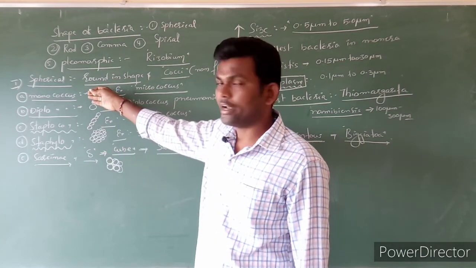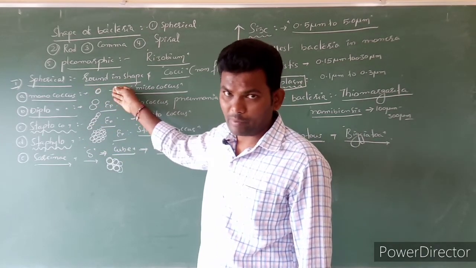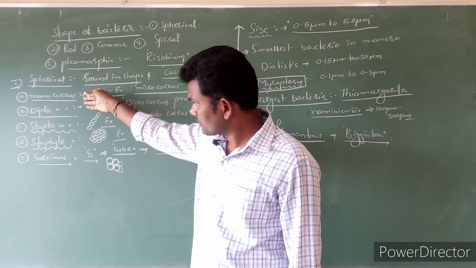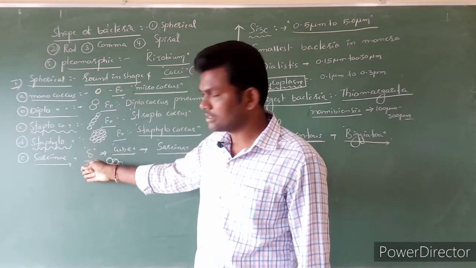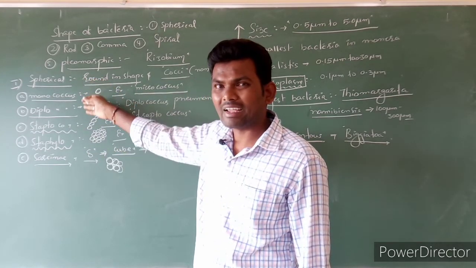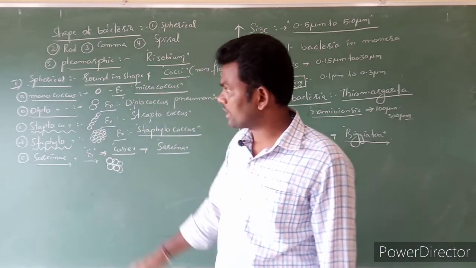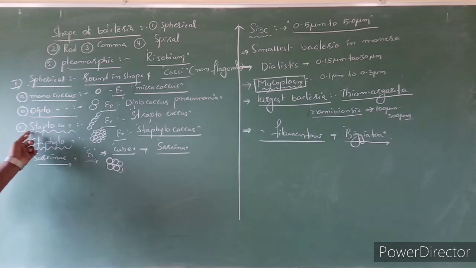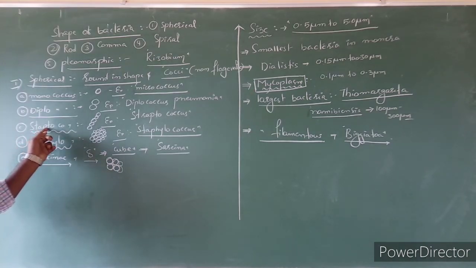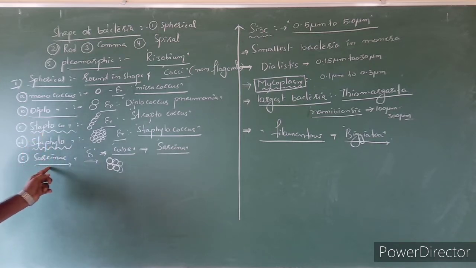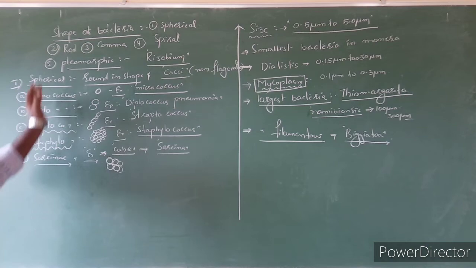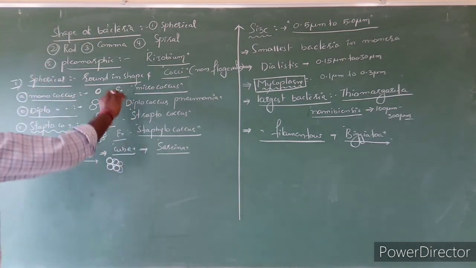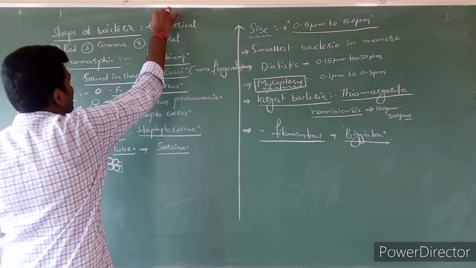Generally, after mitotic division, two daughter cells are formed. But in this case, after mitotic division, the daughter cells do not get separated. So that's why different shapes of bacteria are formed. Clear? Streptococcus, Staphylococcus, and irregular, cuboid or cube-like structures. So these are different types of bacteria. This will be coming in a spherical shape.